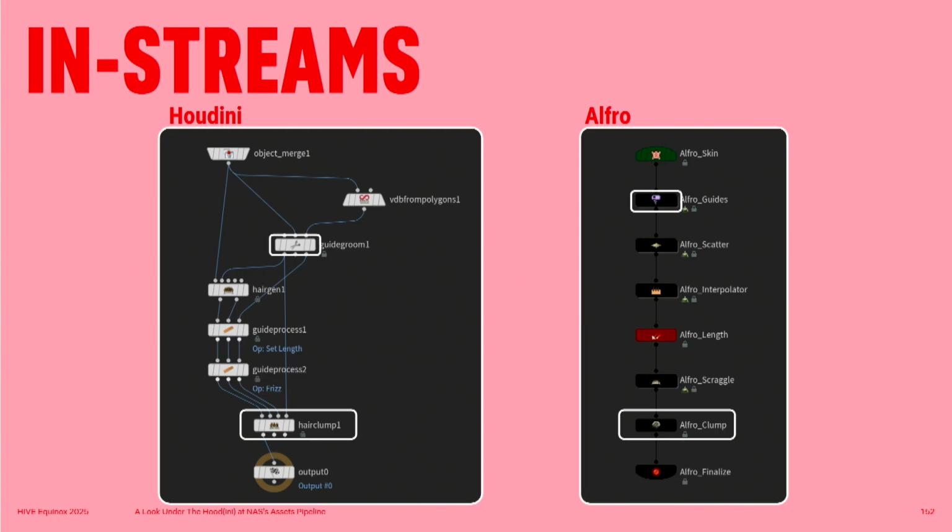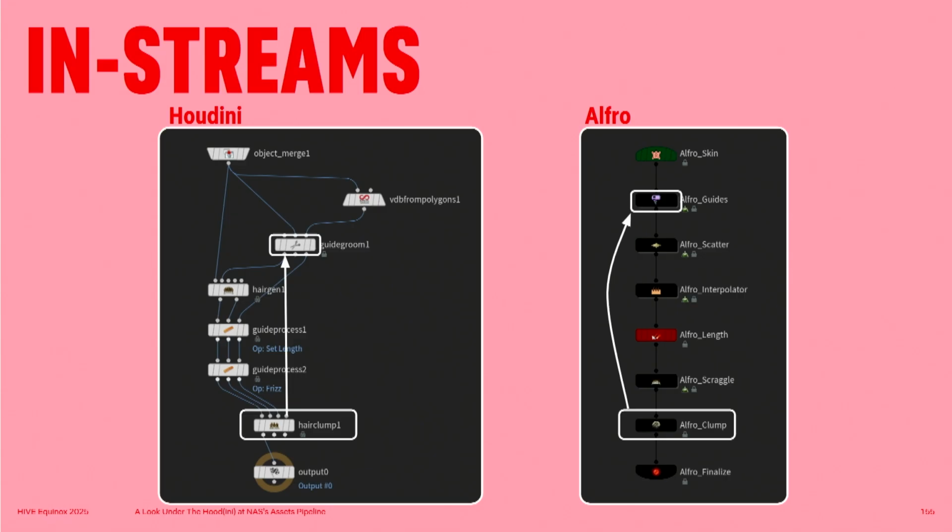Additionally, Alfro's cooking logic is pretty unique. Let's say we want to go from the clumping step right there to the guides that drive it. In Houdini, we simply follow the graph and it explicitly tells us where it's getting the data from. In Alfro, we don't necessarily follow the graph though, and don't step from node to node if not required. Based on configuration inside of our nodes, Alfro knows where it should get the data from.